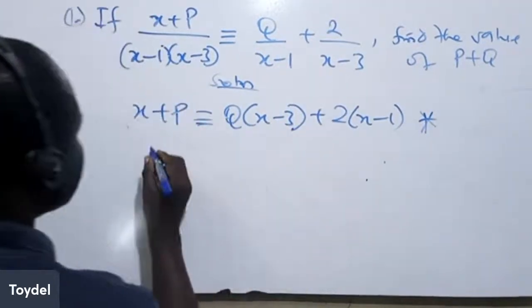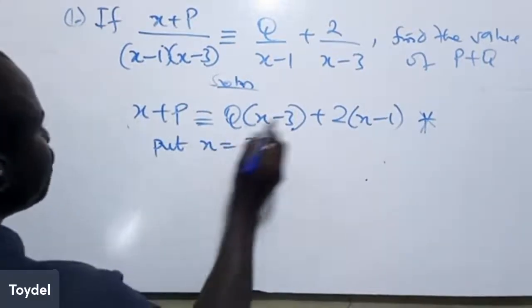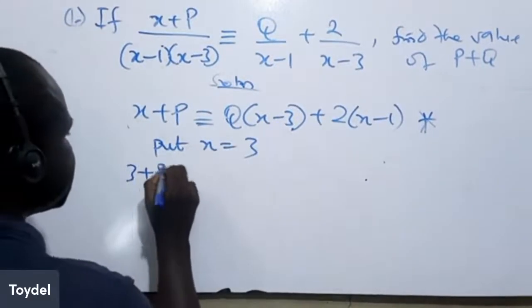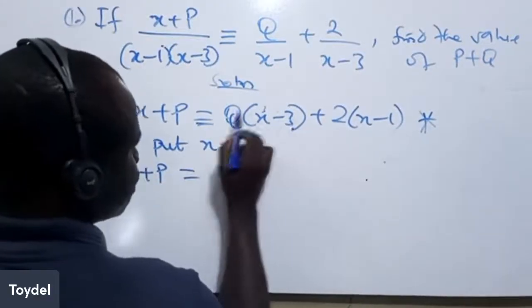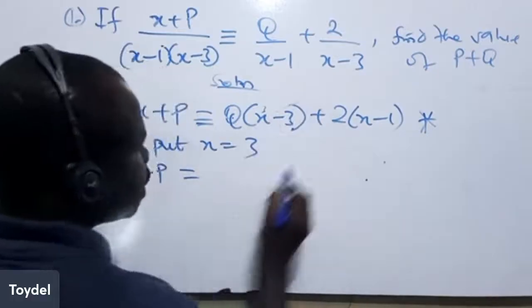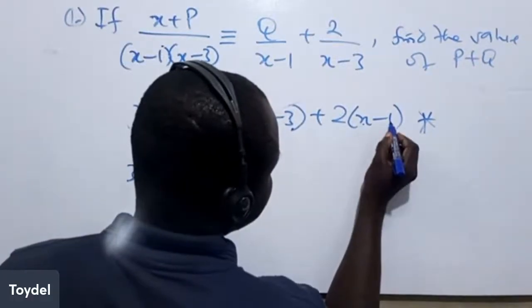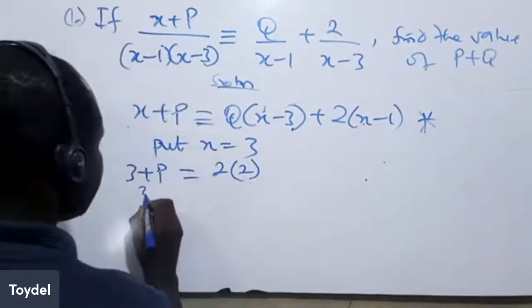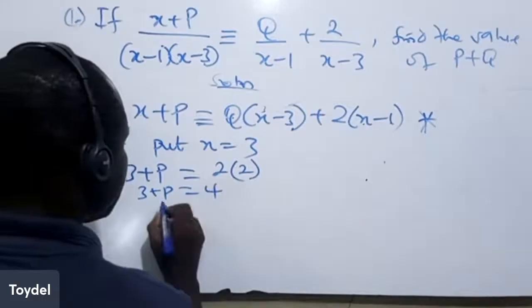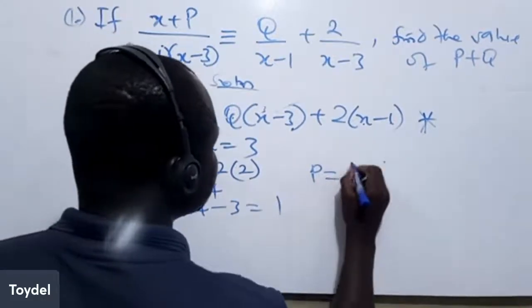Okay, in this case, I want to use the cover-up method. We put x equal to 3. If x equals 3, I'm going to have 3 plus p equal to, 3 minus 3 here will be 0, 0 times q, everything vanishes here. Then I will have 2 into bracket 3 minus 1, and 3 minus 1 is 2, so I'm going to have 2 times 2. Then I will have 3 plus p equal to 4. p will be equal to 4 minus 3, and that is 1. So p is equal to 1.